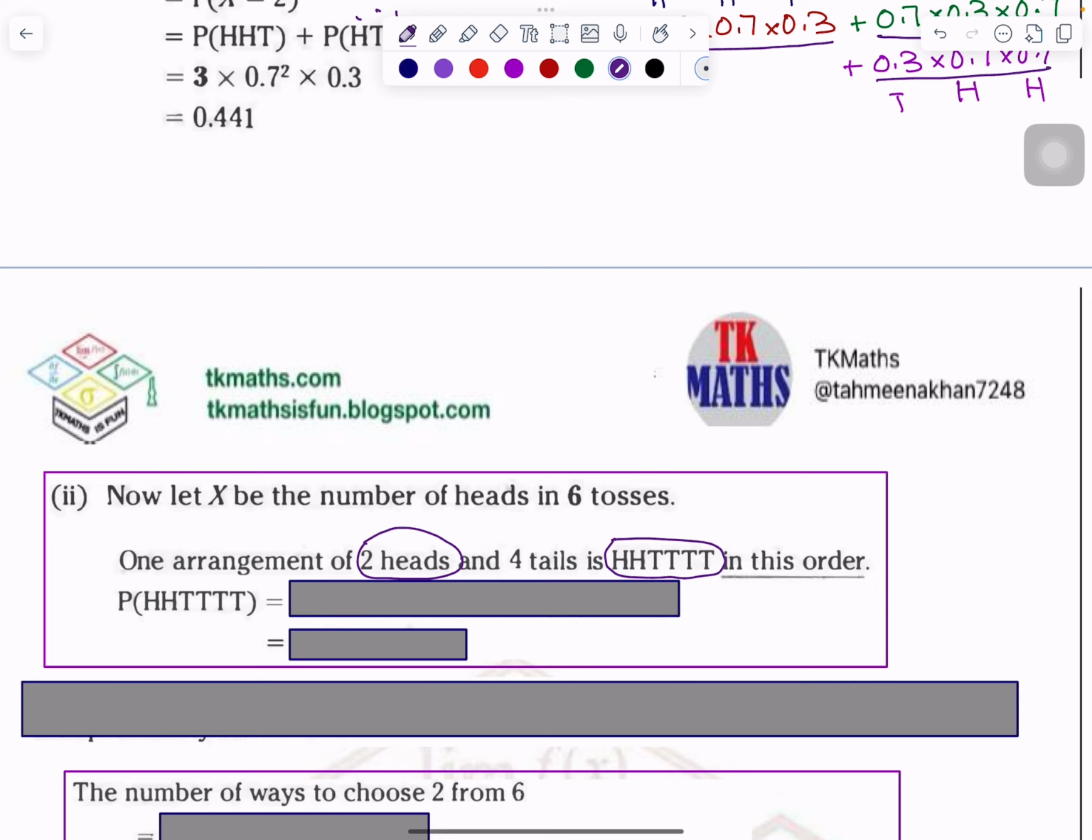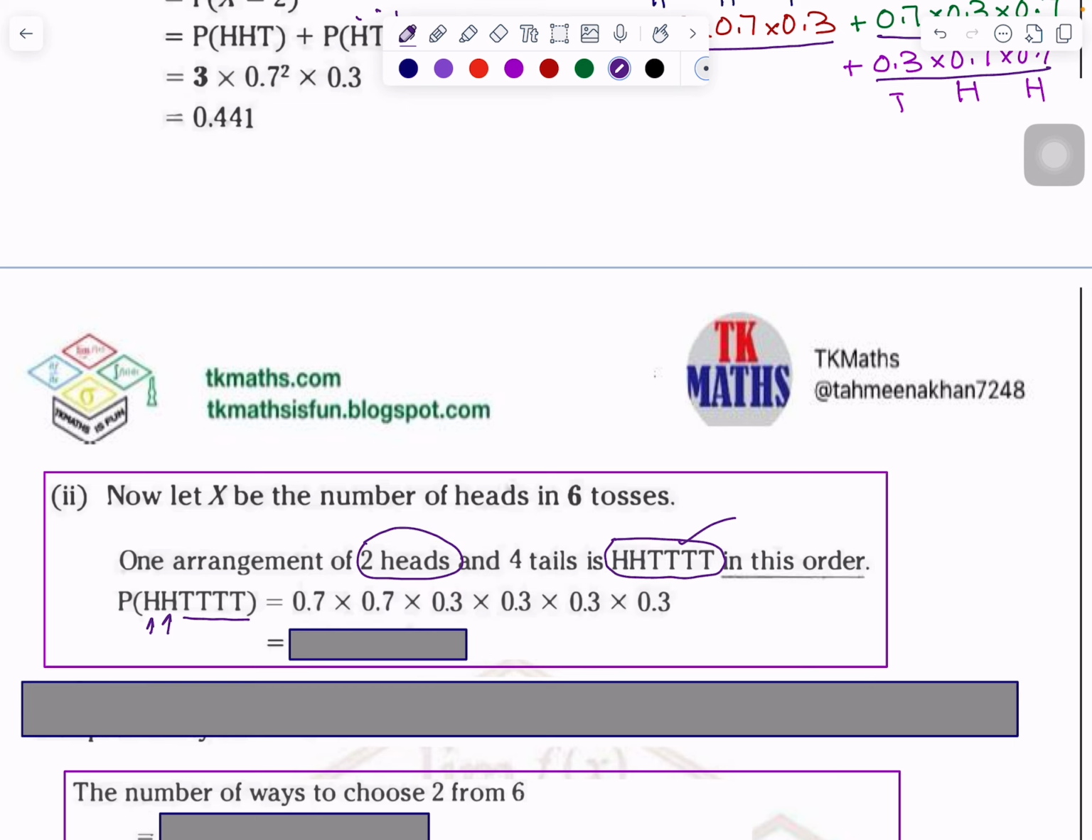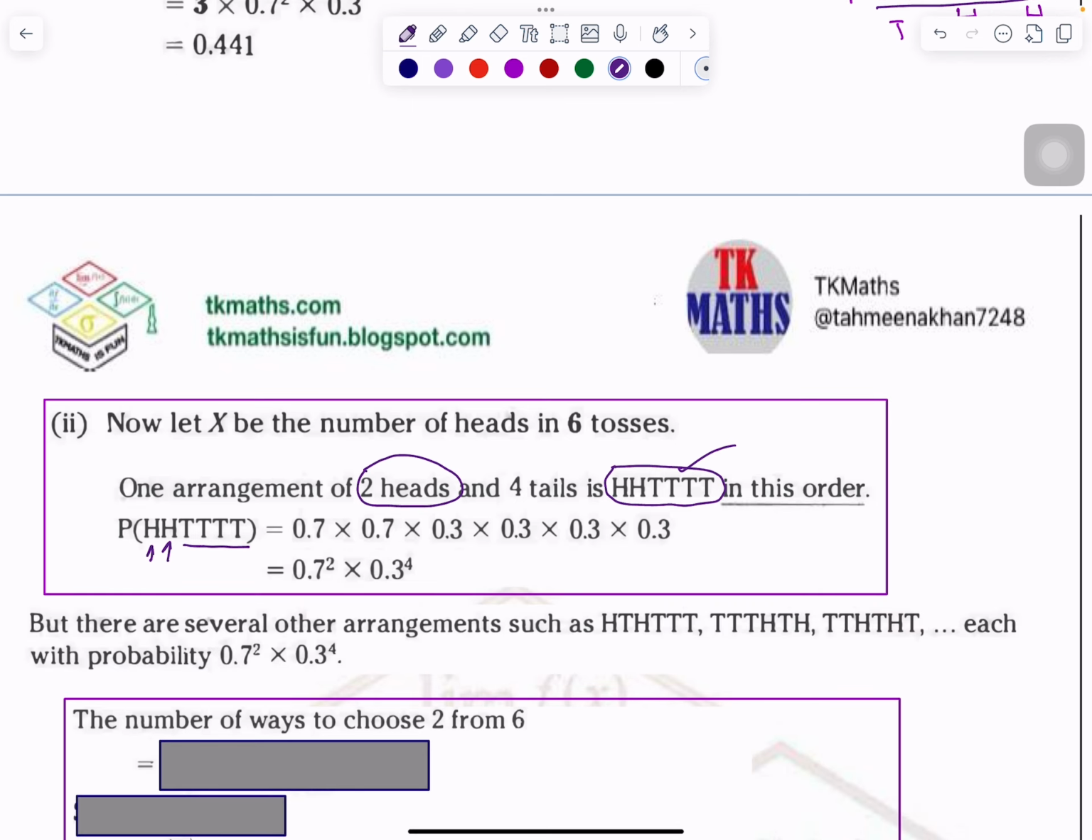So in one of the cases, if I write down the probability for that case, what will be my answer? This is 0.7, 0.7 and these are 0.3. You will write it like this. How many 0.7? Power 2. And how many 0.3? Power 4. You see, I'm not writing the answer. I'm trying to connect it with the power. So we have seen this is the possibility of one arrangement, but there are so many.